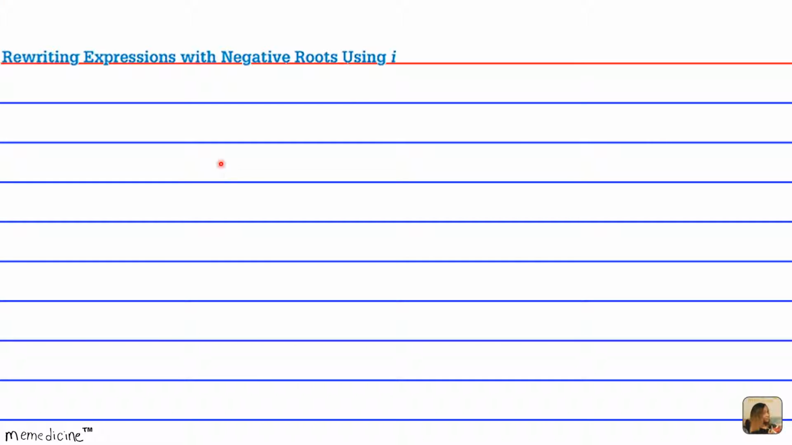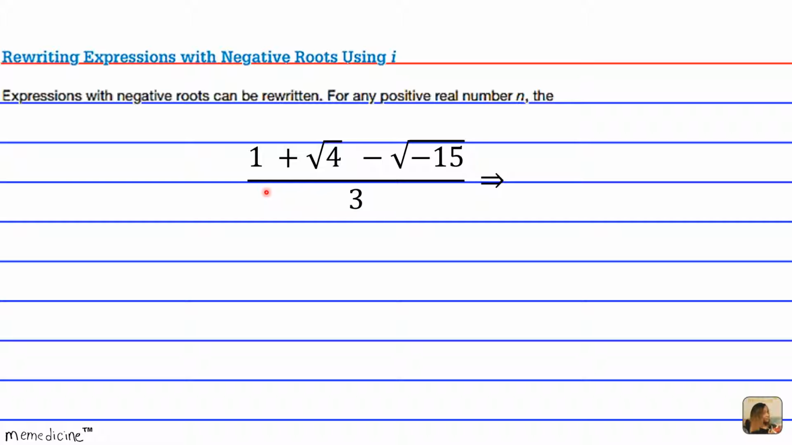Okay, so what we're doing here is rewriting expressions that contain negative roots using i, okay? Our initial expression is 1 plus the square root of 4 minus the square root of -15, all over 3, okay? What you have to understand is that expressions with negative roots can be rewritten. And for any positive real number n, our n here would be 15 since this is our only negative.